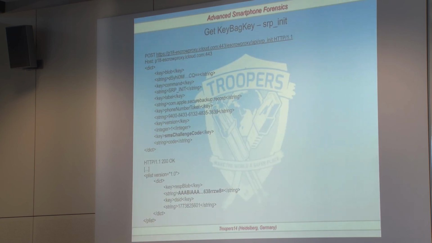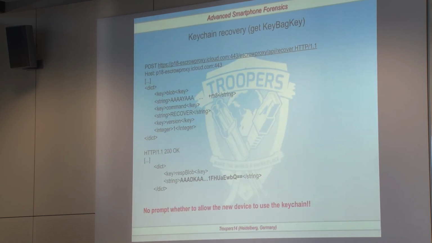Here is the get keybag key. This key is being used to decrypt the keybag, and the keybag is being used to decrypt the keychain. And at this step, if the SMS challenge response is required, we have to supply it, obviously. And in return, we receive the base 64 encrypted data. Here is also the get keybag key, and so in fact this is keybag recovery as well.